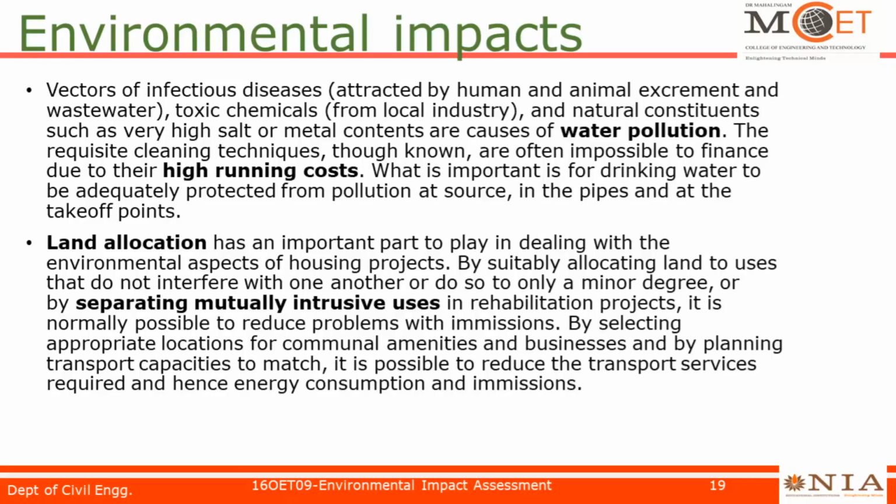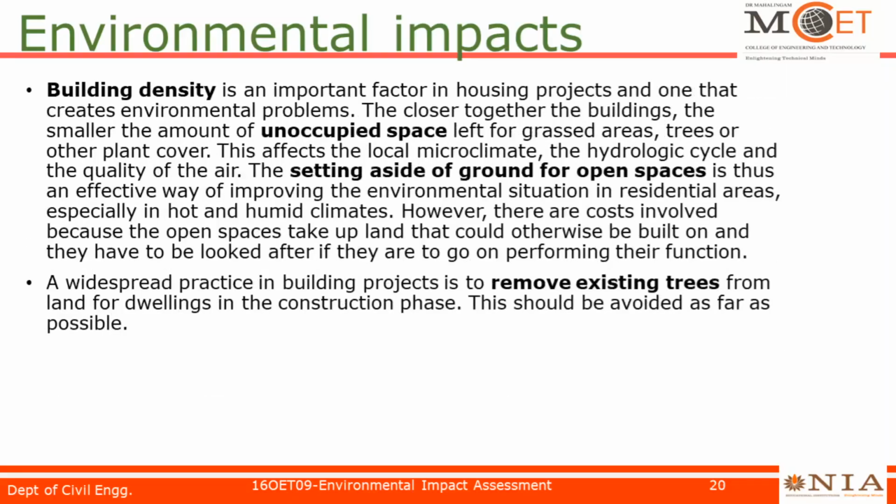Land allocation has an important part to play in dealing with the environmental aspects of housing projects by suitably allocating land to uses that do not interfere with one another or do so to only a minor degree, or by separating mutually intrusive areas in rehabilitation projects. It is normally possible to reduce the problems with emissions. By selecting appropriate locations for communal amenities and businesses, and by planning transport capacities to match, it is possible to reduce the transport service required and reduce energy consumption and emissions.